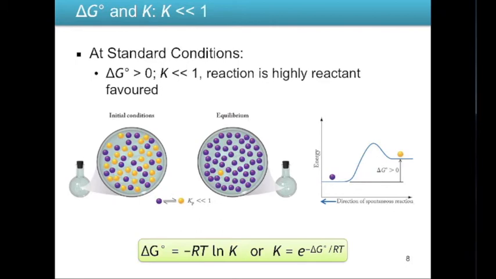Now, if we have an equilibrium constant that is much less than 1, that means the reaction is reactant favored. And if the reaction is reactant favored, then delta G naught is going to be greater than 0. A positive delta G means the reaction is spontaneous in the reverse direction. And from our energy diagram, we can see that the activation energy for the forward reaction is a lot greater than the activation energy for the reverse reaction. So the reverse reaction is going to be the spontaneous reaction in this case, and we're going to have more reactants than products at equilibrium.